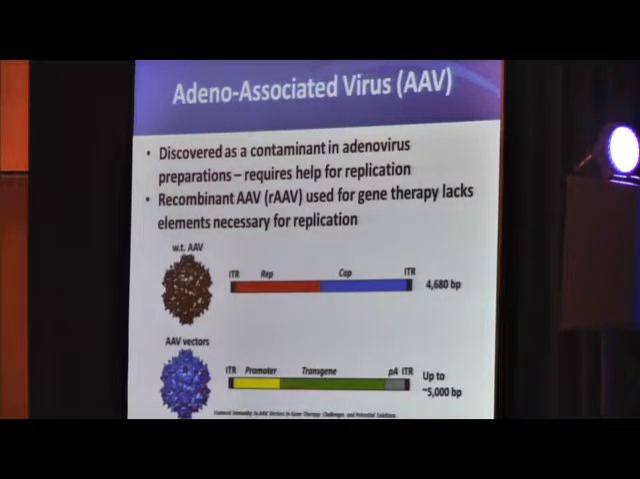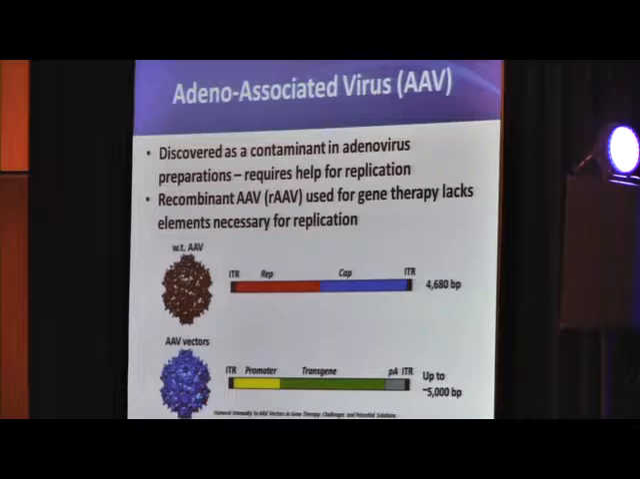So if you look at the top example, you see these ITRs, which stands for inverted terminal repeats. Those flank a few replication genes and a few capsid genes. The total capacity of this is about 4.7 kilobases. If you look at the bottom example, that's recombinant AAV that we're using in gene therapy.